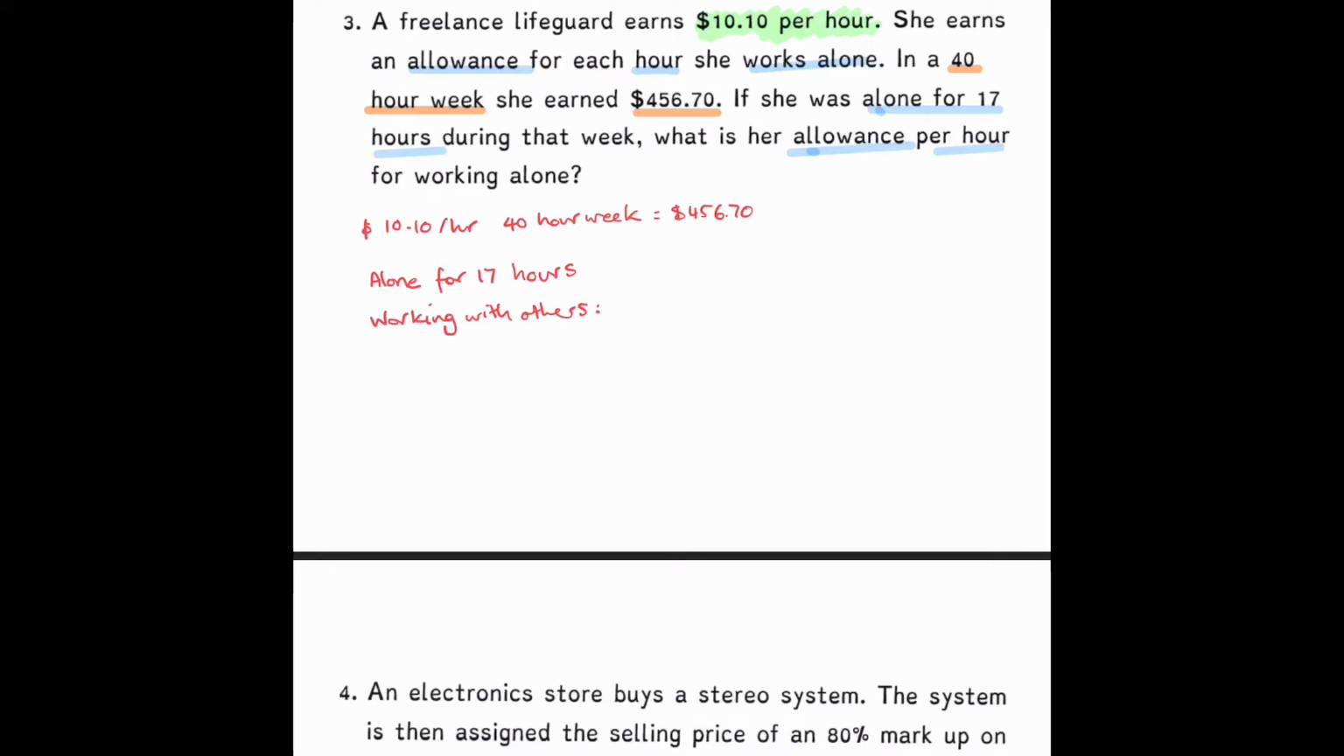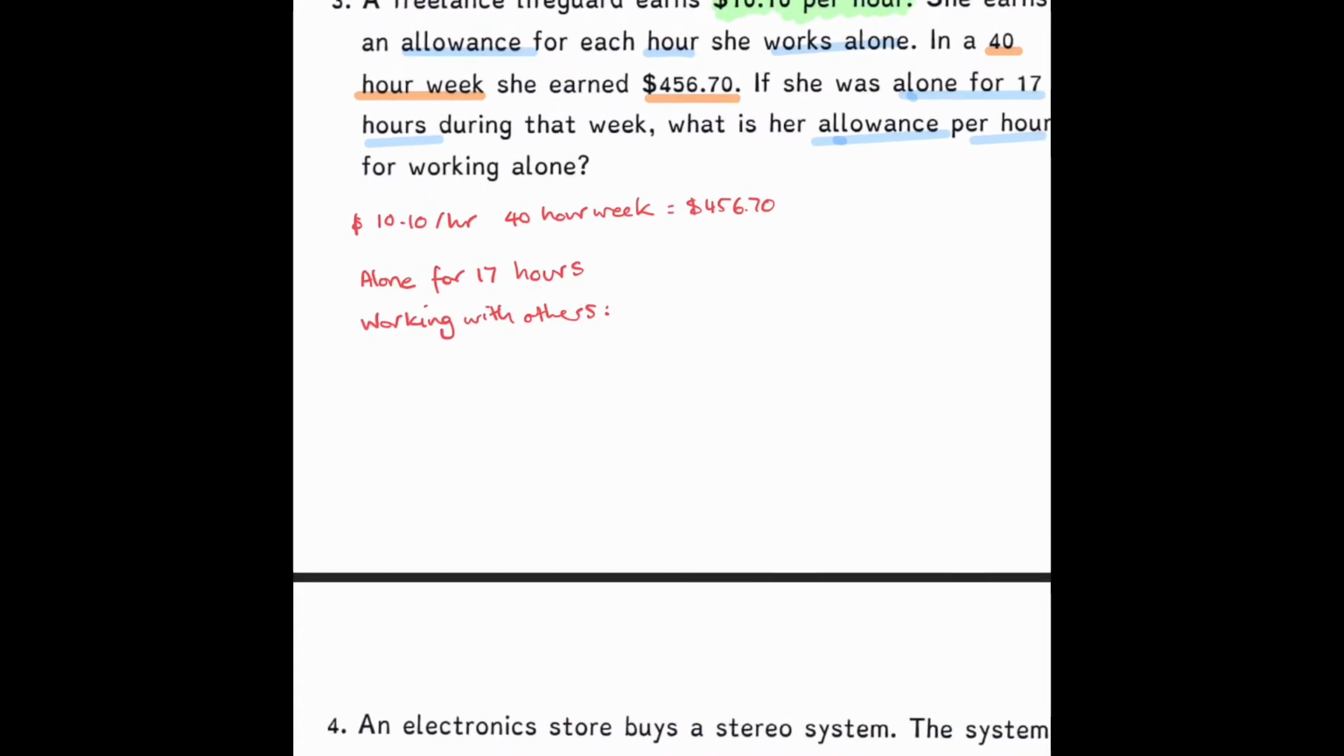So there's a lot going on, so I'll kind of break it up and I'll leave you to find the answer at the end. So I've just kind of written this again down here, just to say that she's on $10.10 an hour, and in this 40-hour week, she earned this much money. Okay? Now, the question tells us that she was alone for 17 hours. So what we want to figure out is the other amount of hours. So how long was she working with others for?